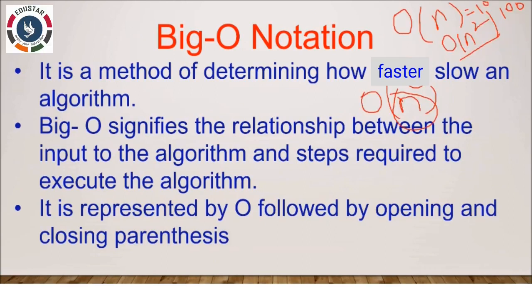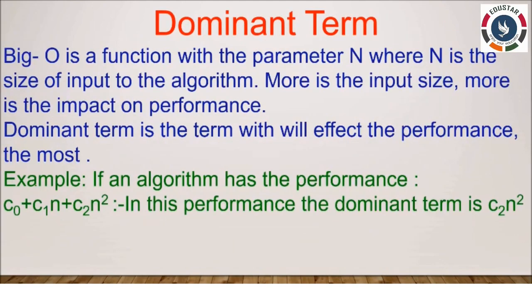And then next, we are going to move to the dominant term. Big O notation is a function of the parameter n, where n is the size of the input to the algorithm; the larger the input size, the greater the impact on performance. So if we give more input, sometimes it will be slower. So next we are going to move to the dominant term, which is the term that most affects the performance.